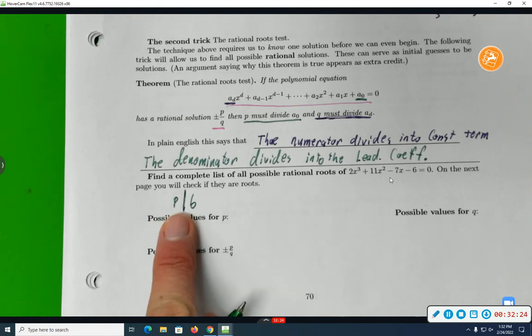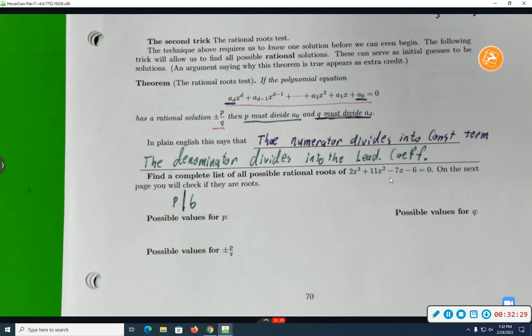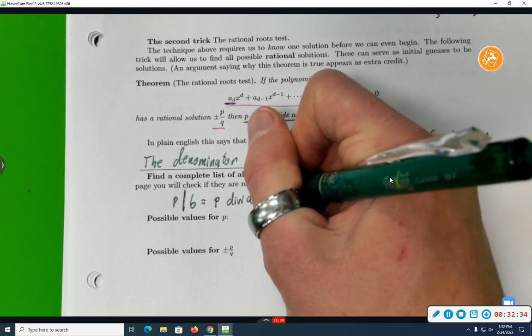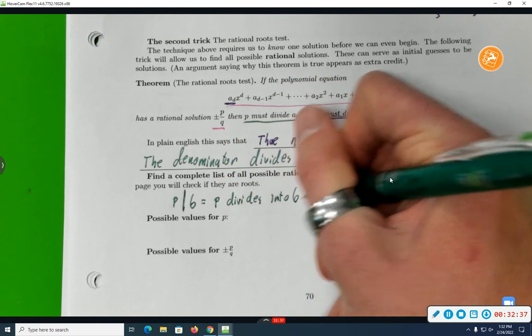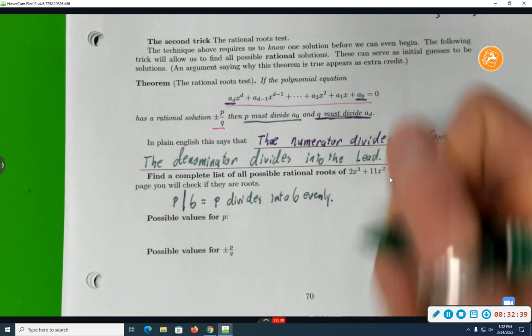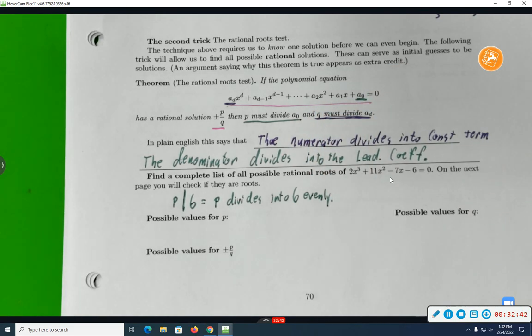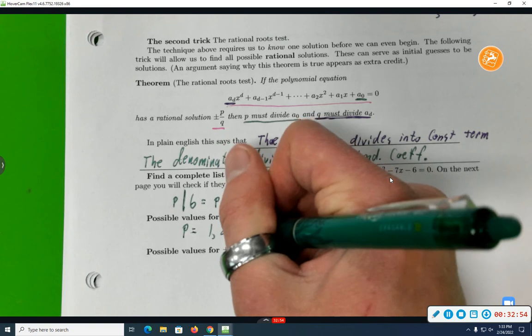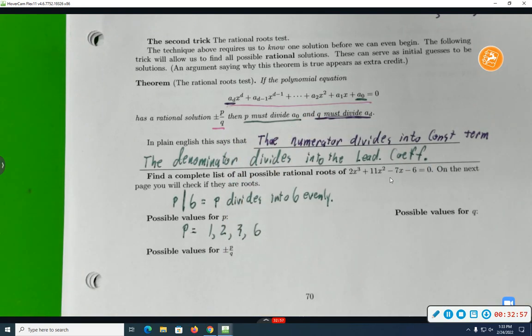How many people have seen a vertical bar for divides evenly into before? Okay, well now you have. That's just a shorthand for P divides into 6 evenly. Or alternately, P is a factor of 6. Oh wait, how many factors does 6 have? Not that many. What are the factors of 6 is maybe a better question. 1, 2, 3, 6. So P is one of those things. That's not so many. It's only 4 things.